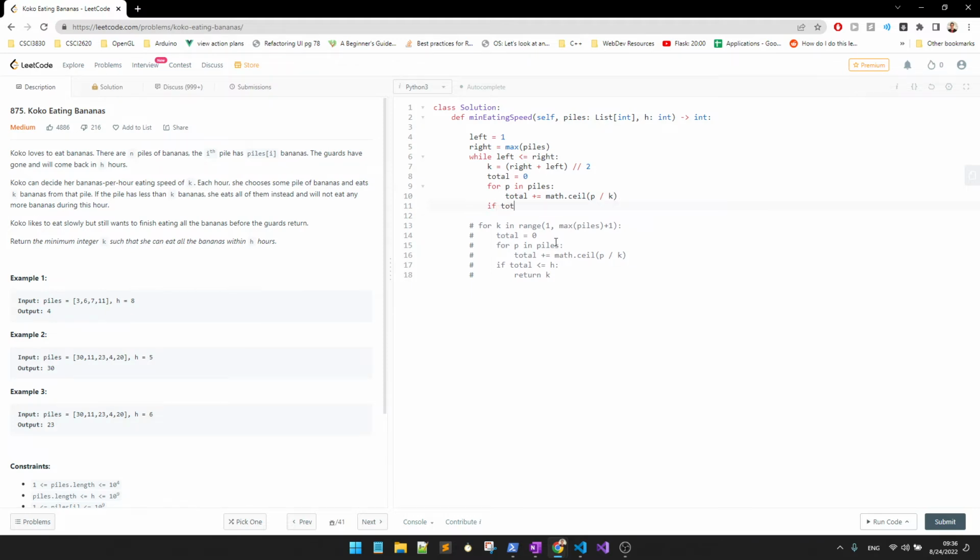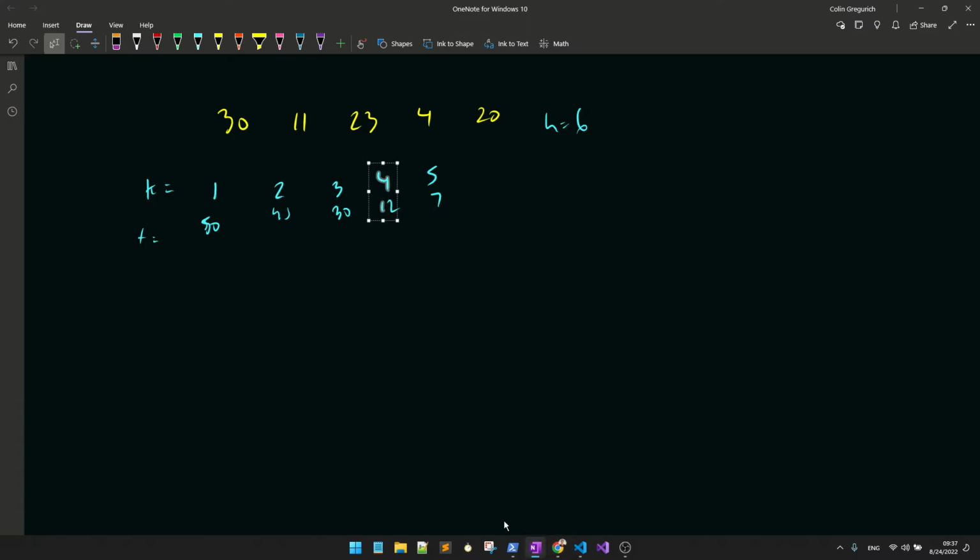And then we'll use the total as kind of the key. We're checking how the total we found compares to h. So if total is greater than h, we obviously have not found the k that we want. So we'll reset the left to k plus 1, as in binary search. And the reason we're doing this, if total is greater than h, let me write that. I think I have it written down here.